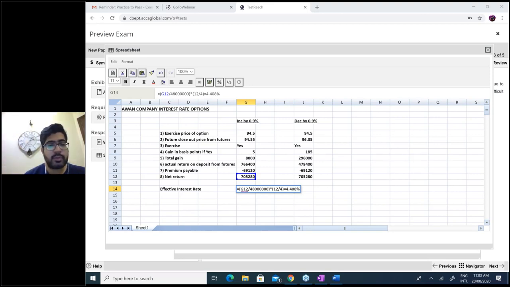Arun, I have to use both strike prices. I've just taken the first one. I will do the second one. Net return in FRAs and futures will be the same, but in options it can vary.